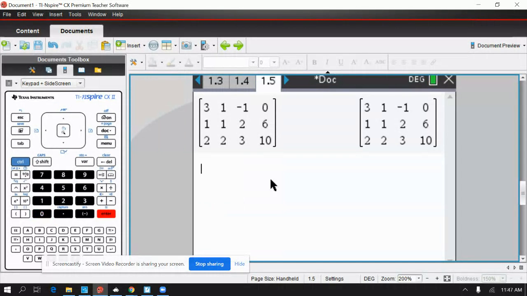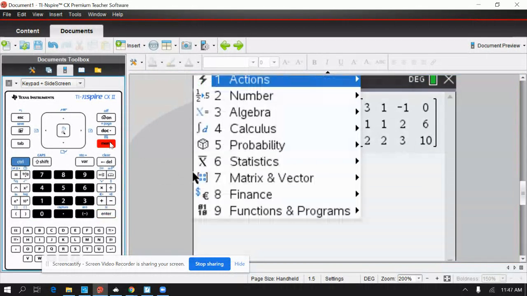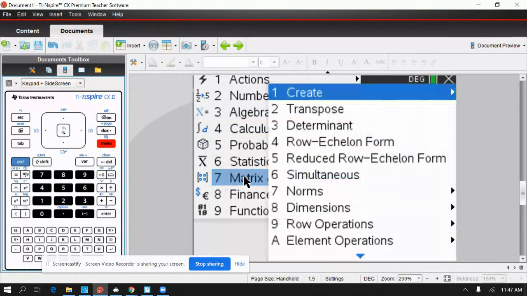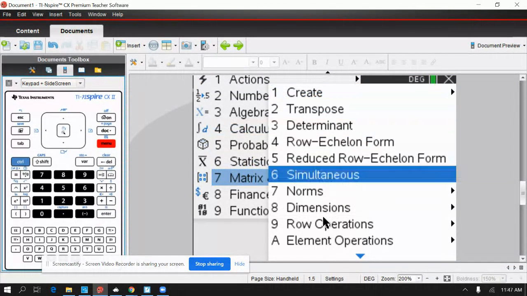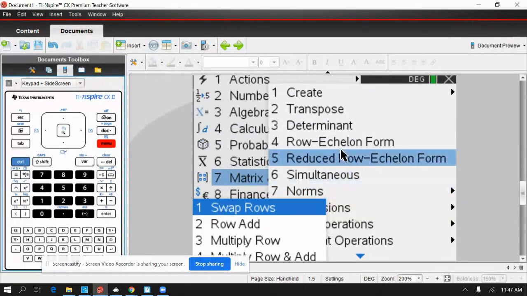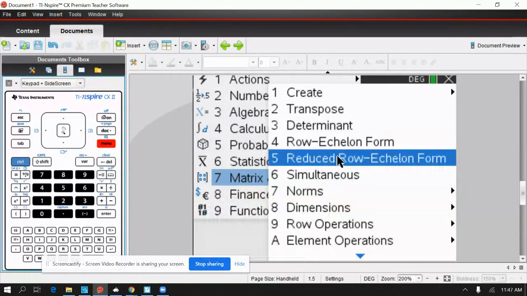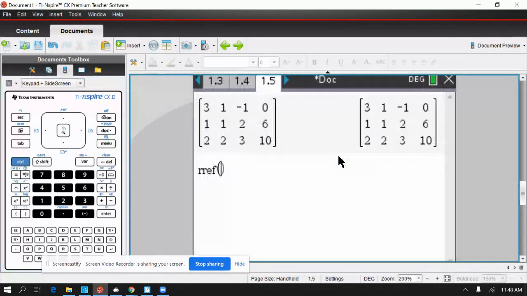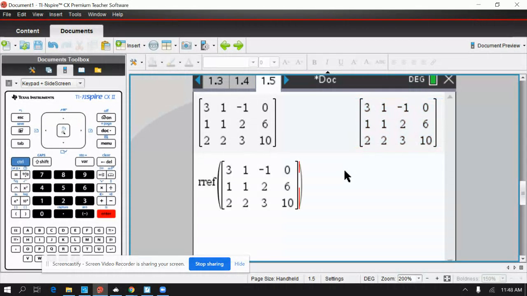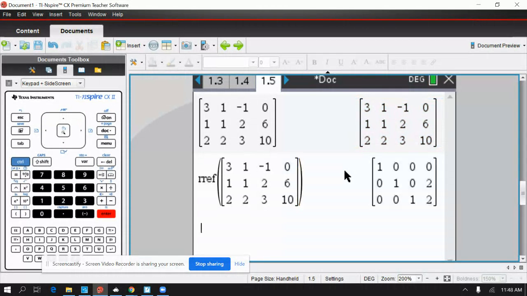That augmented matrix represents my system of equations. With the calculator, we go to Menu, underneath Matrix. There are lots of things we could do with these matrices, and first of all I want to do reduced row echelon form, RREF. I want to take the RREF of this matrix, so I press up, it copy and pastes, I press enter, and here is the solution.